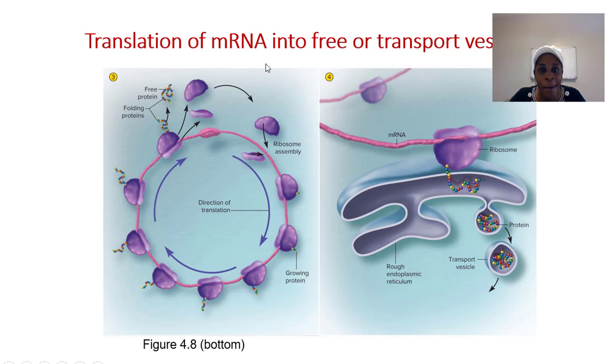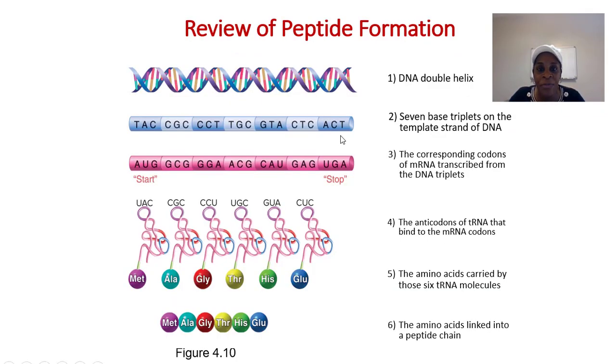So translation of mRNA into free or transport vesicle. Depending on whether you're going to be using the bread in your kitchen for yourself to eat, or you're going to ship it to somebody else in another city, you have different kinds of ribosome. You have a free ribosome in the cytosol that can make a protein inside the cell, or you can have ribosome bound to rough ER that will be making the protein that will be shipped. Let's say you need to make a protein to go to another city, right? It'll be shipped there. Those ribosomes will be bound to rough ER.